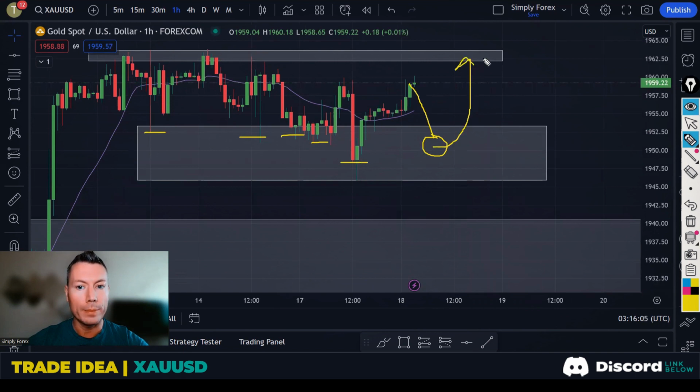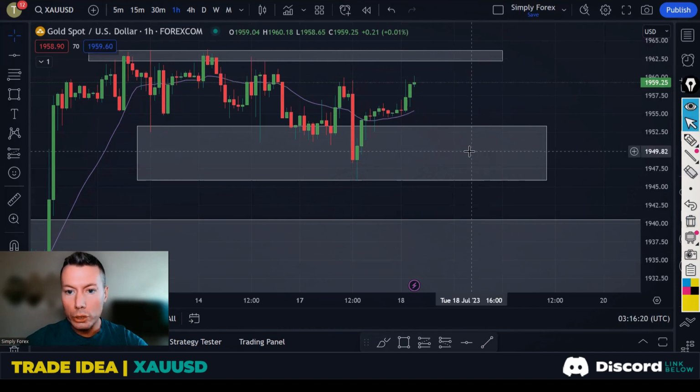I'd probably take some profit here. I normally take 80% profit, but you could take 70, 60, 50. Take some profit, all right, and then let some money run up to that higher time frame target.